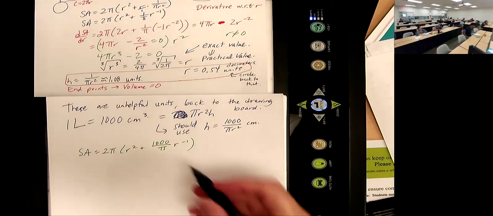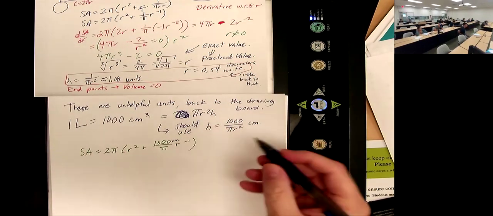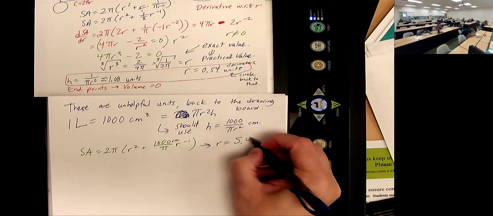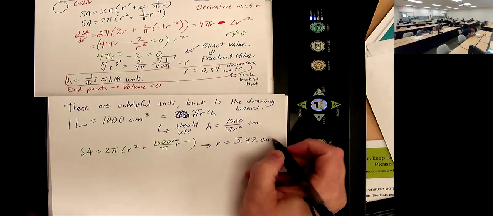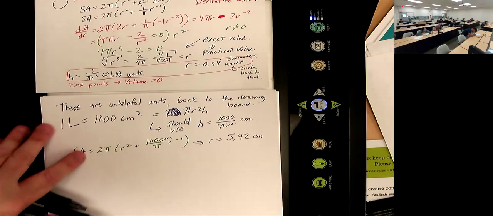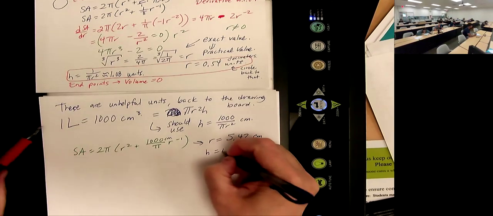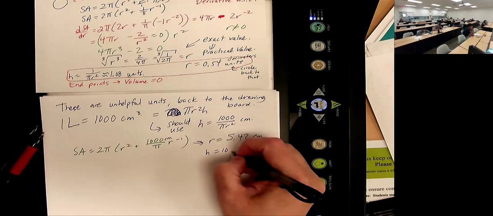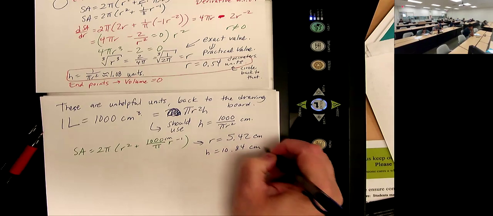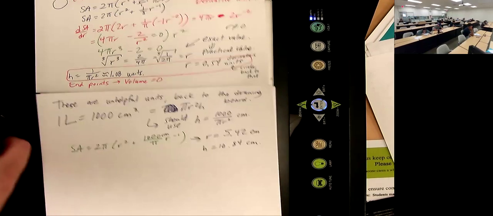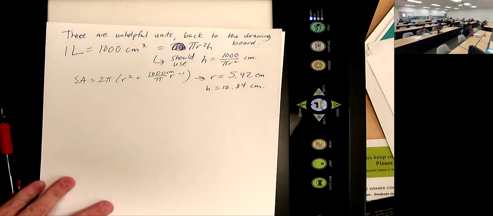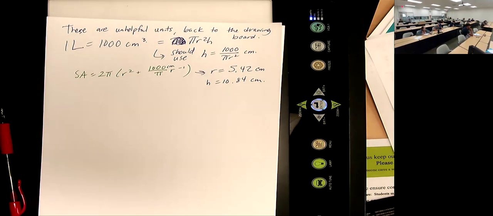But if you don't know it, you can work from this and go there. And you will end up getting R, if you go from here, R equals 5.42 centimeters. And this kind of just shifts the needle on the H. H is having another decimal place, 10.84 centimeters. And now that seems like a soup can. For a liter, it's a big soup can.